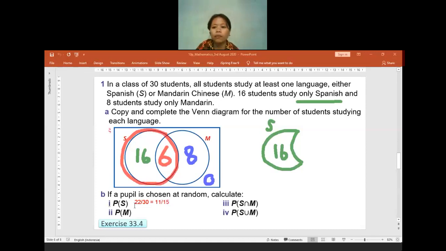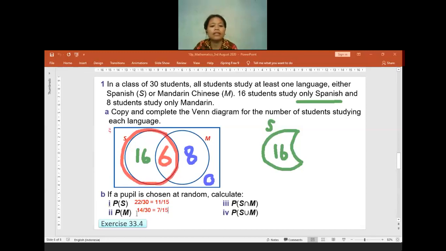Is there anyone who is confused or maybe I talk too fast? No? Okay. If you are not confused, I will continue to question 2. Probability of getting a student who studies Mandarin. How many students are there? 14, 14 out of 30. Can we simplify this? Yes, 7 over 15. Okay, good job.